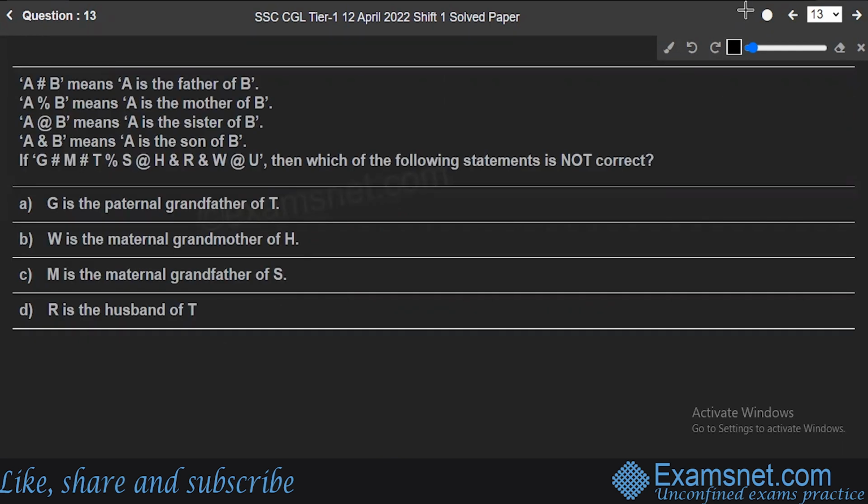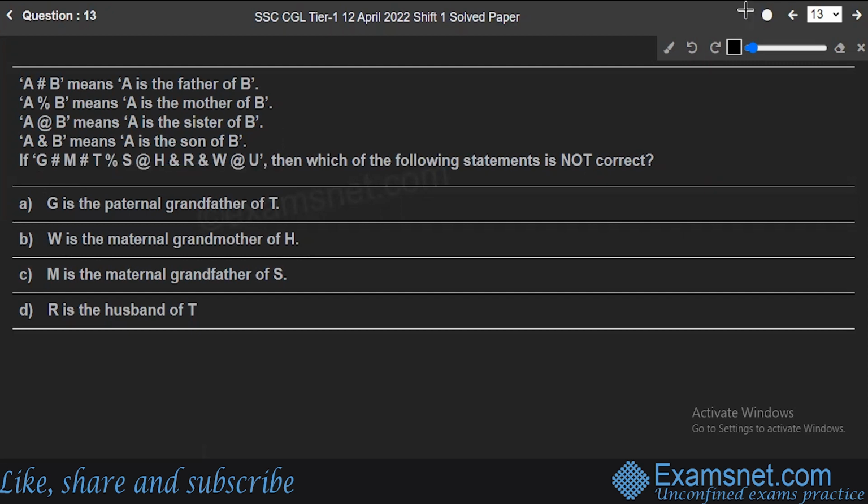Question number 13, it says A hash B means A is father of B. A modulus B means A is mother of B. A at the rate B means A is sister of B, and A and B means A is son of B. So these are some of the symbols which give you this relationship. And you are given this expression, right? Then which of the following statements is not correct? This is the expression which determines the relationship between the various entities like G, M, T, S, and all that.